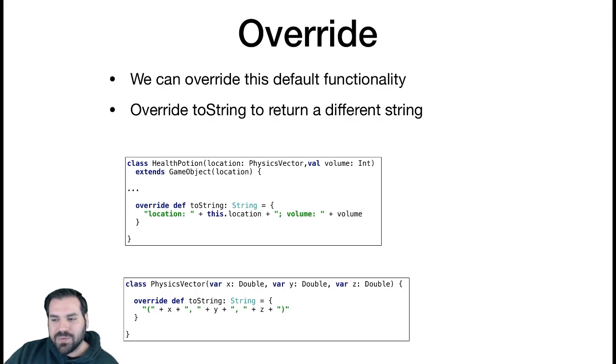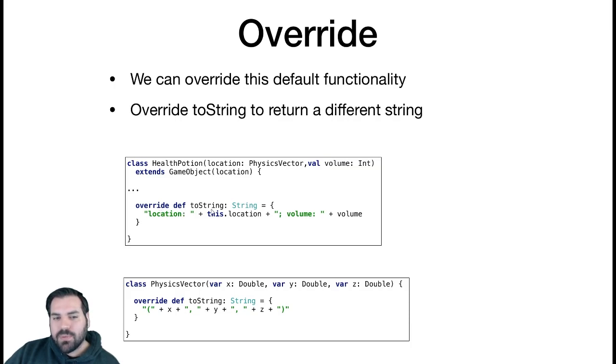Yeah, and if you drink potion1, potion3 disappears, gone. Make sure potion1 and potion3 aren't both in your inventory. So we can change this behavior. Those two behaviors usually aren't what we want. We want something more meaningful to our application. So let's go to the health potion class and the physics vector class in this case and override that functionality.